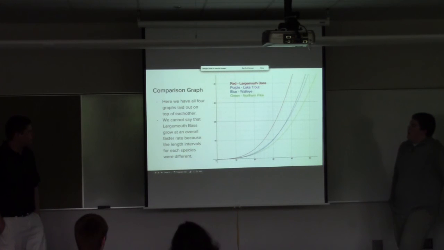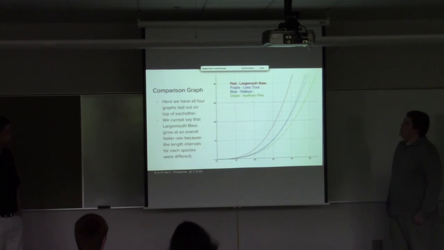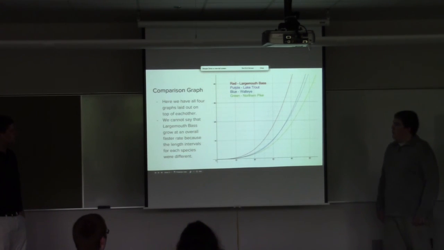And so here we put all four of the graphs side by side. One thing that we can't really compare, though, is by looking at this right now, you'd say that bass grow at a faster rate. But it really depends on the intervals, because bass was from 12 to 23, whereas pike were from like 21 to 48. So you can't say by looking at this that bass grow at a larger rate and northern pike grow at a slower rate.